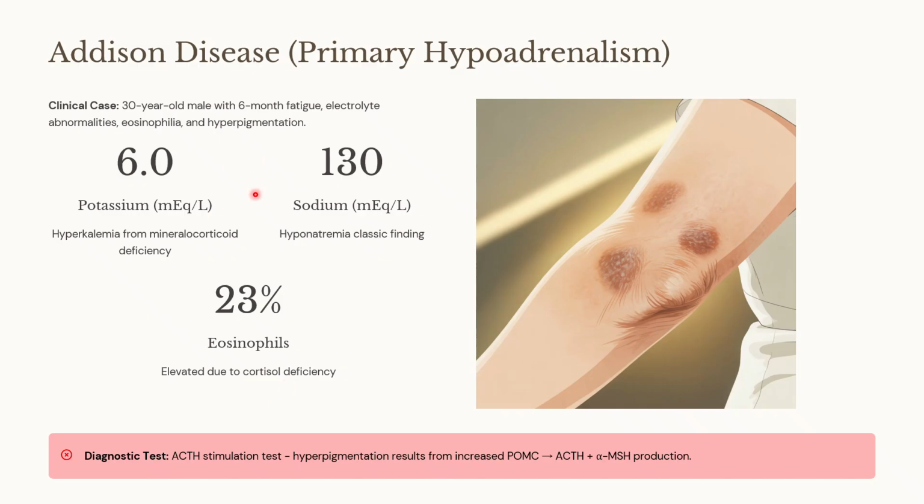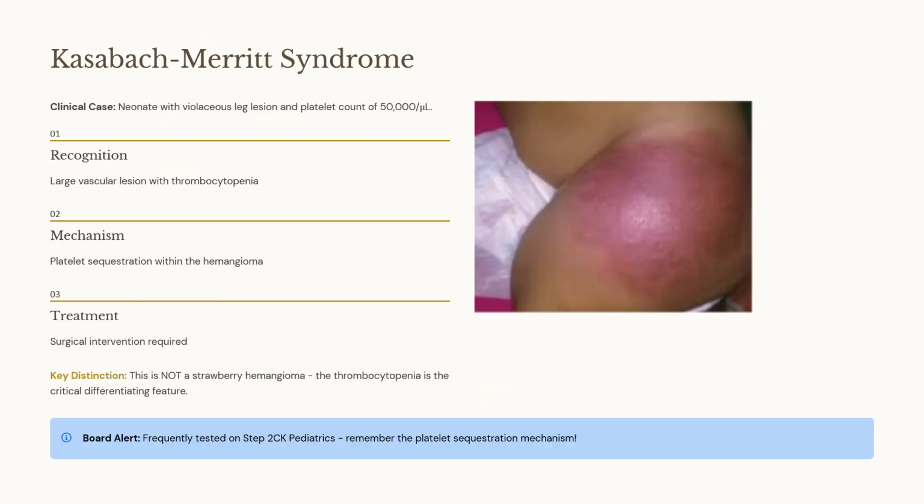So how will you test Addison's disease? ACTH stimulation test can be done, which will help us to diagnose Addison's. This picture can be given and they can ask you to diagnose. The vignette can say additional details like neonate with violaceous leg lesion and a platelet count of 50,000. What is it? This large vascular lesion has sequestered all the platelets and it is resulting in a thrombocytopenia. The platelet sequestration within the hemangioma is what happens in the Kasabach Merritt syndrome. So this violaceous lesion is responsible for the deficiency of the platelets.